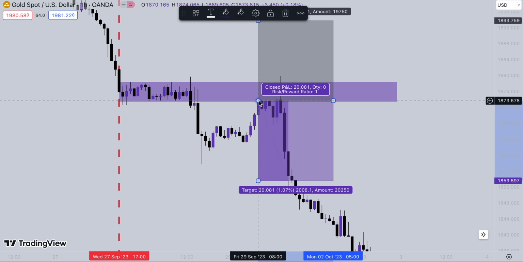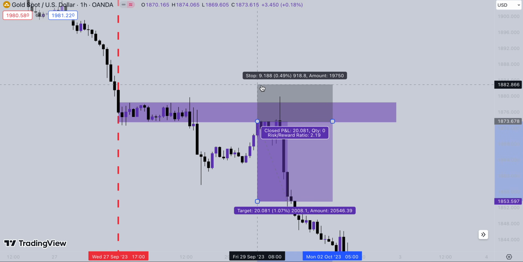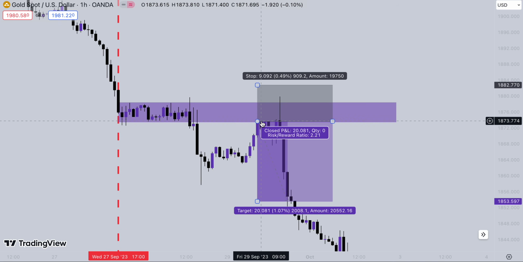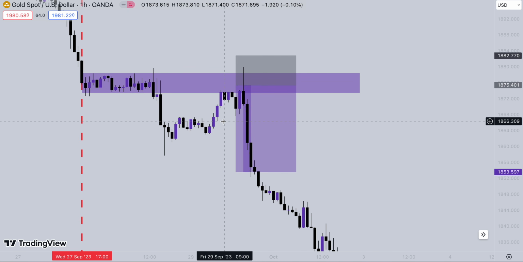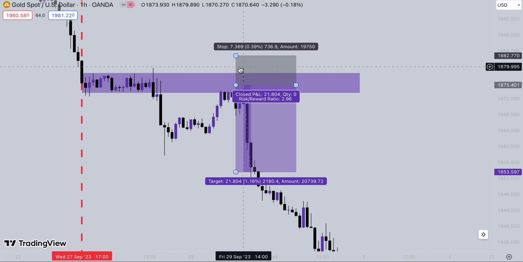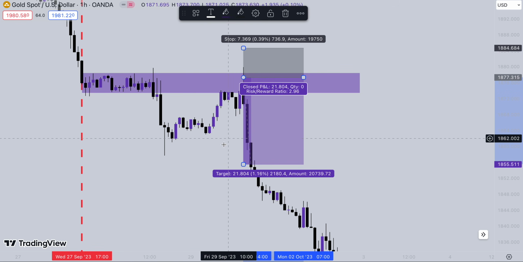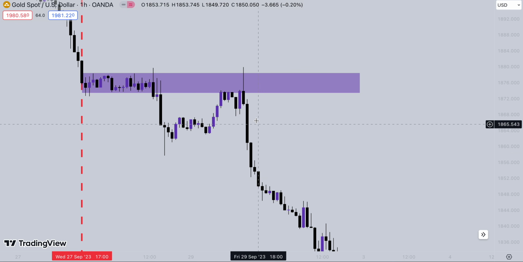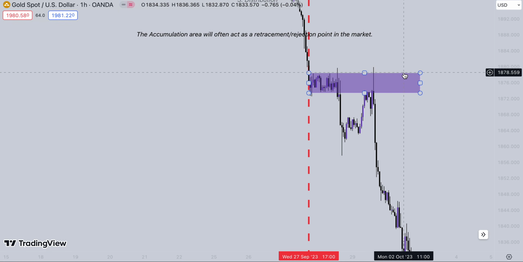Wait for a retracement into this accumulation and get short in the market. Obviously, we're on the 1 hour, so wait for proper entry confluence. Need breaks of structure, and then sometimes it will manipulate these highs again. So you do want to be careful and wait for a very, very high probability entry here. So that's just an example of how the consolidation, the accumulation can be retested.